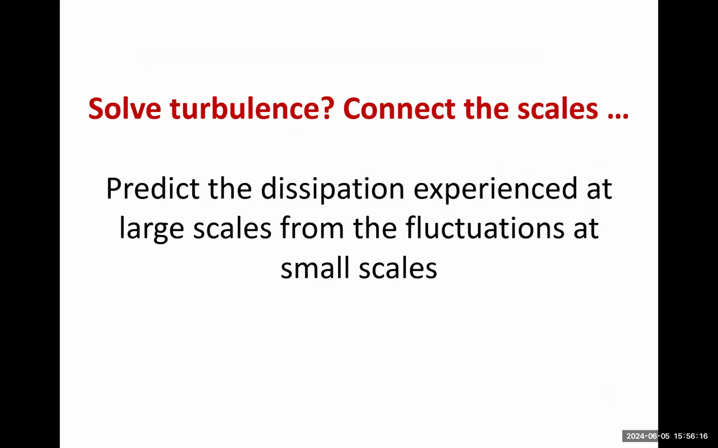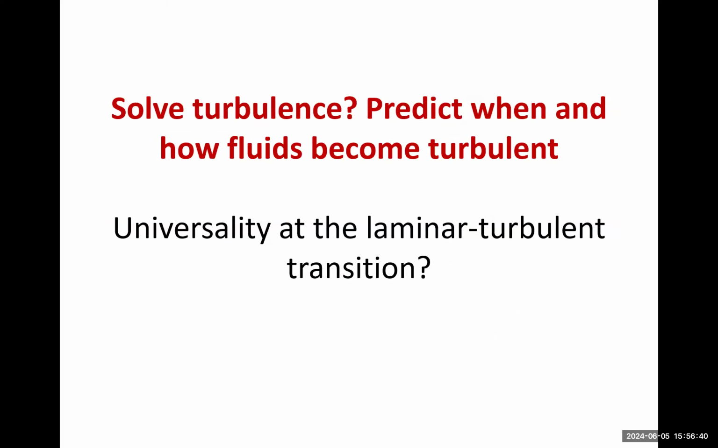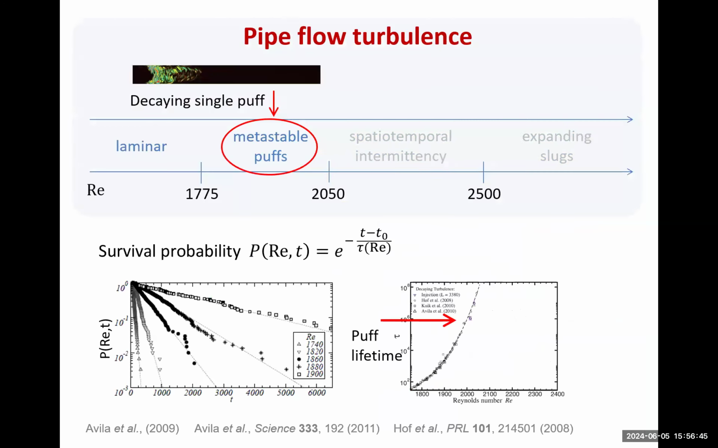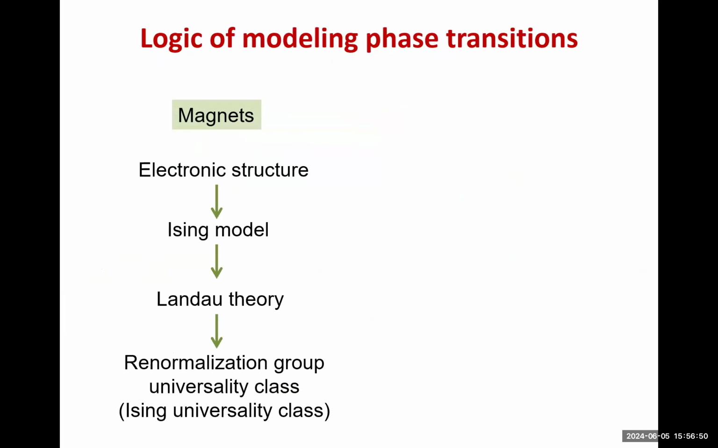So what you might say is, can you predict the dissipation from knowing the fluctuations at small length scales? If I know this picture of the cascade, can I predict this? That's a physics question, and we answer this, and the answer is yes, you can. I'm going to skip the phase transition stuff, which is very cool. Maybe if you want, I can give you a lecture on it later.